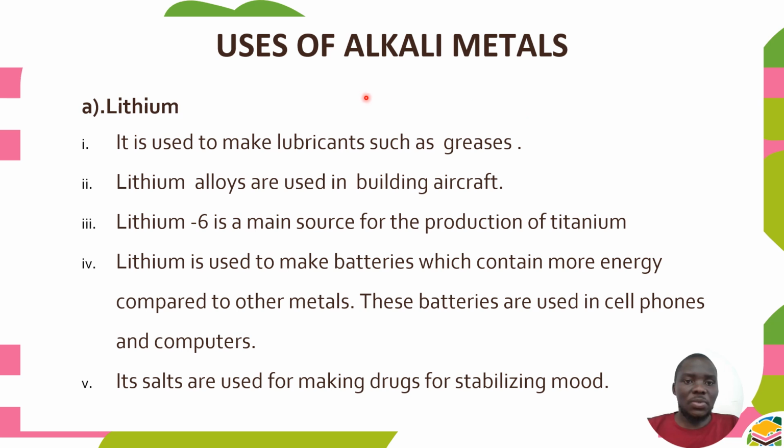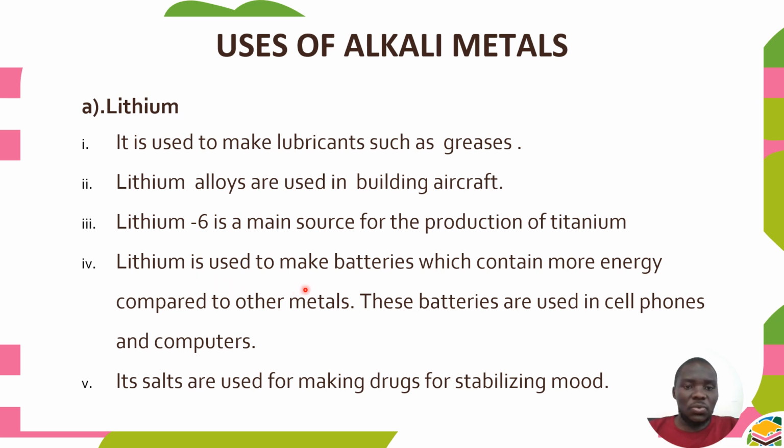First of all, we're going to look at the uses of alkali metals. On the uses of alkali metals, we're going to focus on 3 alkali metals. The first one is lithium. Lithium is used to make lubricants such as grease. Lithium alloys, remember an alloy is a combination of 2 metals, can combine with copper and are used to build aircraft. Lithium-6 is a main source for the production of tritium.